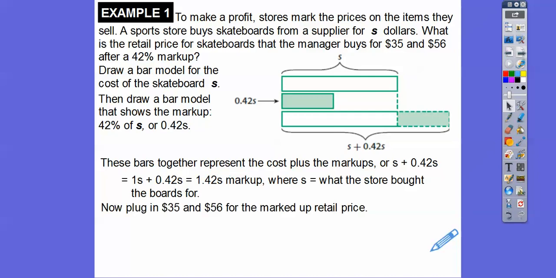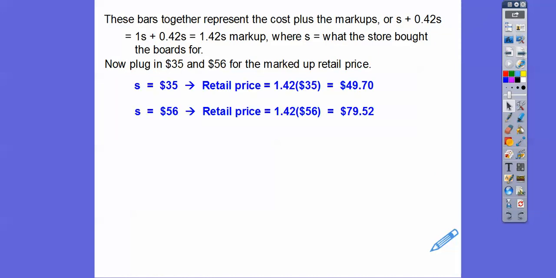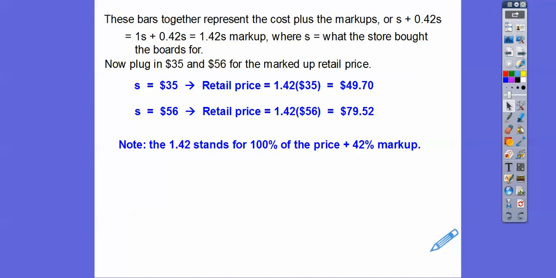Okay, so let's go ahead and do that. For the $35 board, we're going to do 1.42 times $35, which gets us $49.70; it's going to be on sale in the store for $49.70. Nice little profit. And then for the $56 board, it's going to sell for $79.52. Note the 1.42, you guys. This 1 right here stands for 100% of the price plus the 42% of the price. So it's a nice shortcut, you guys. So 100% plus 42% stands for 1.42, 100% plus the 42% markup right there.